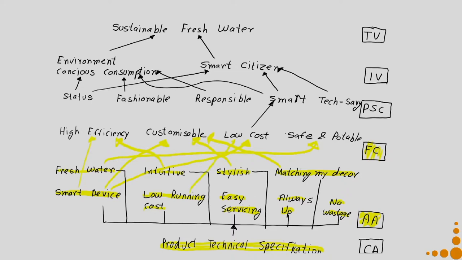Low running cost leads to low cost. Low running cost can be also related to customizable, which means depending on the family's requirement, my low running cost can mean different things. I can also combine low cost to high efficiency, because my product is very highly efficient, so it is low cost. Easy servicing can be again connected to low cost, because it's easy to service, so I have low cost, and I can also relate it to high efficiency. Always up can be again related to low cost.